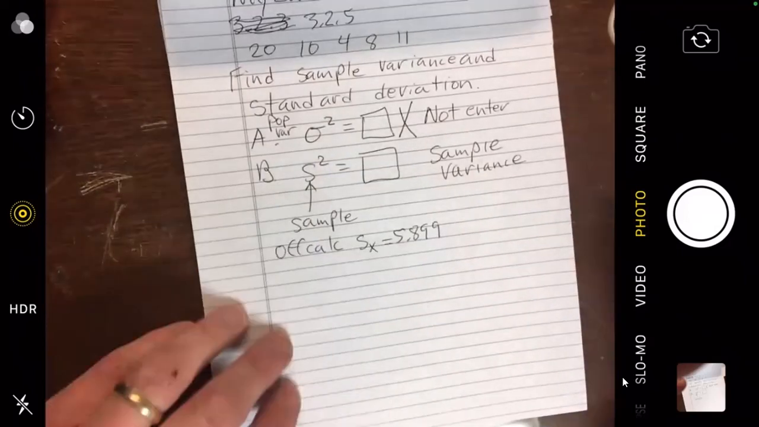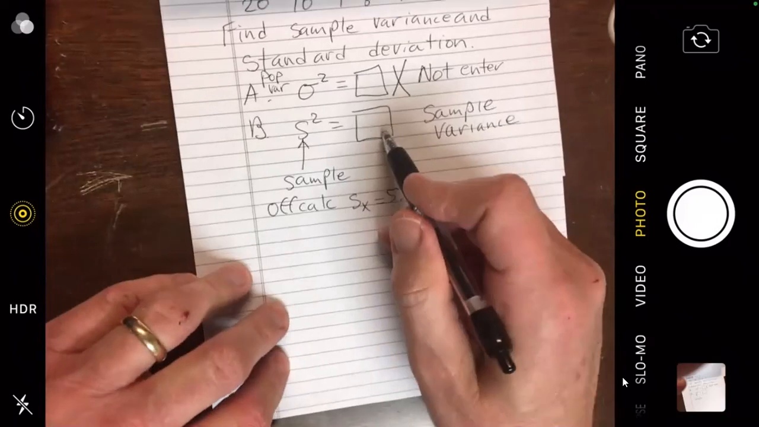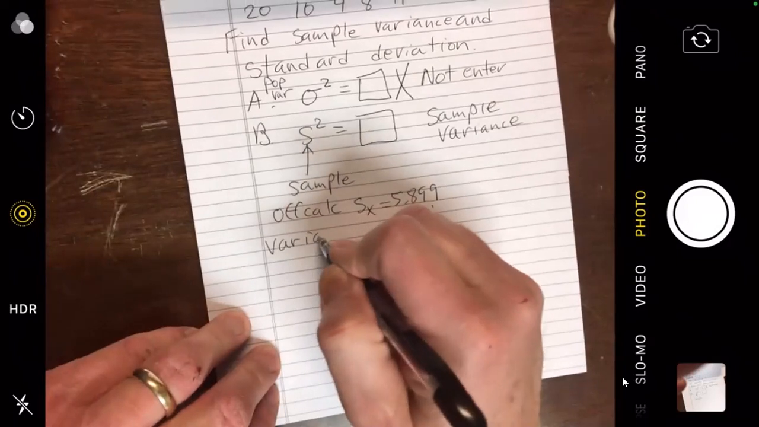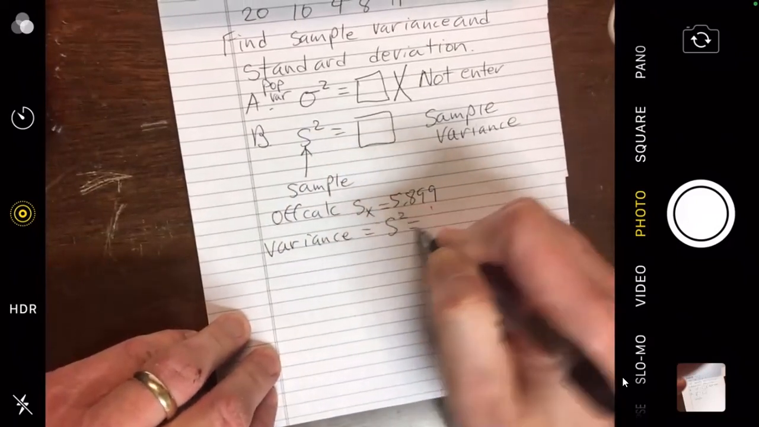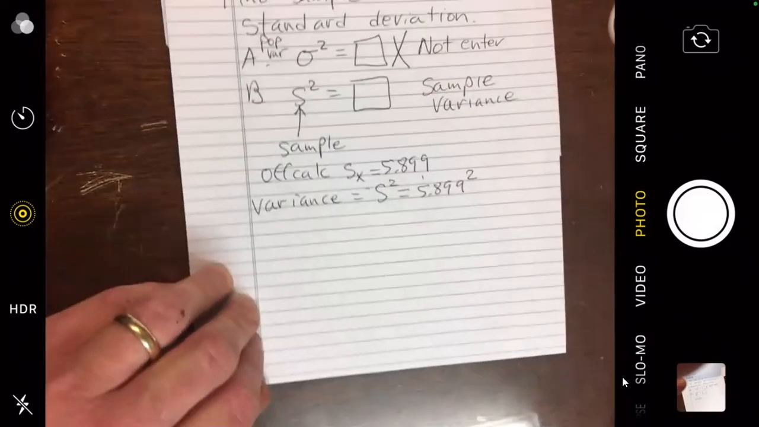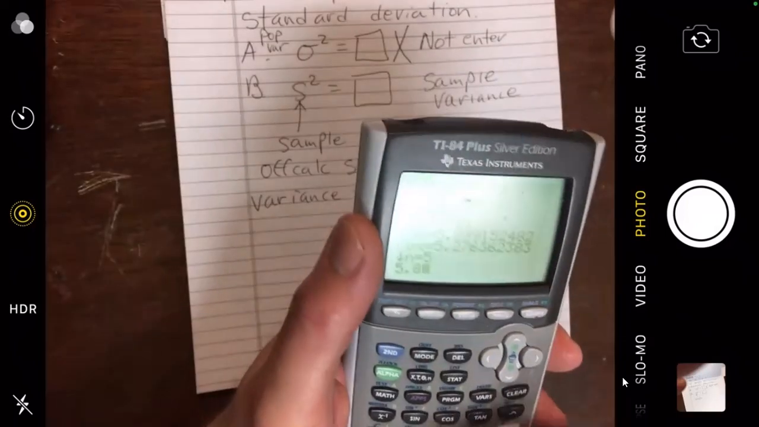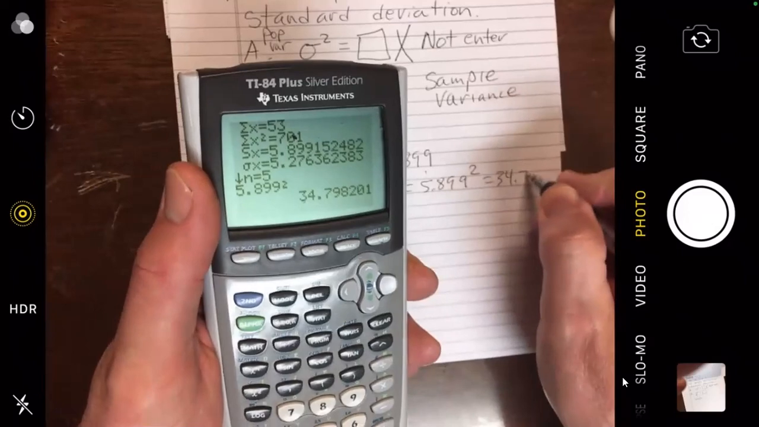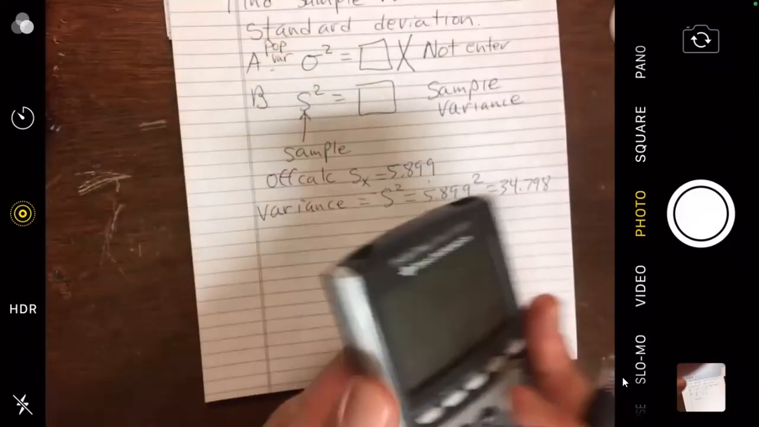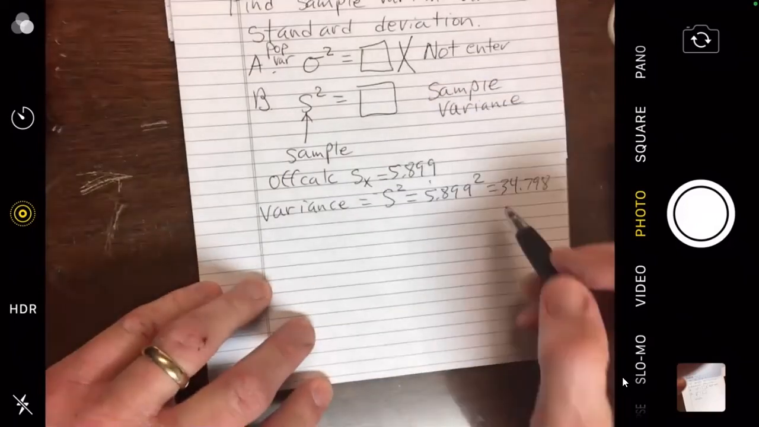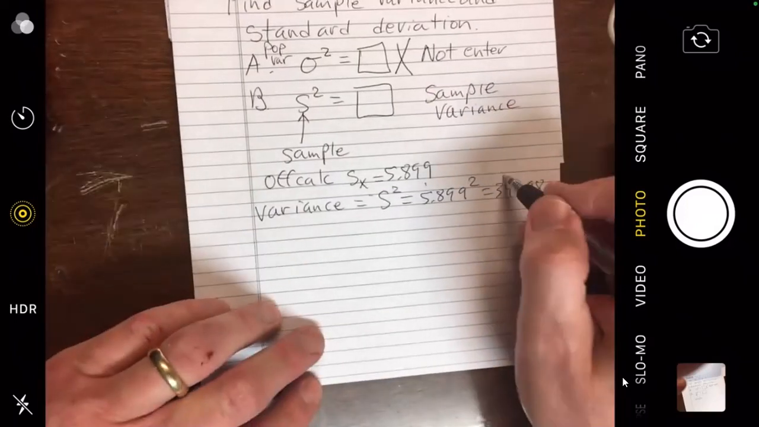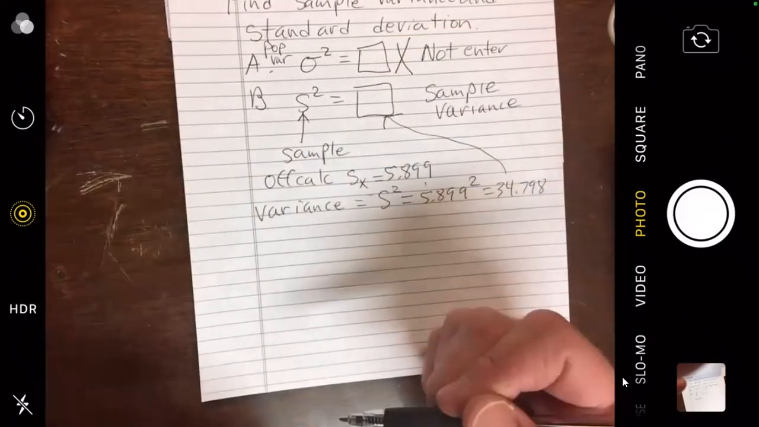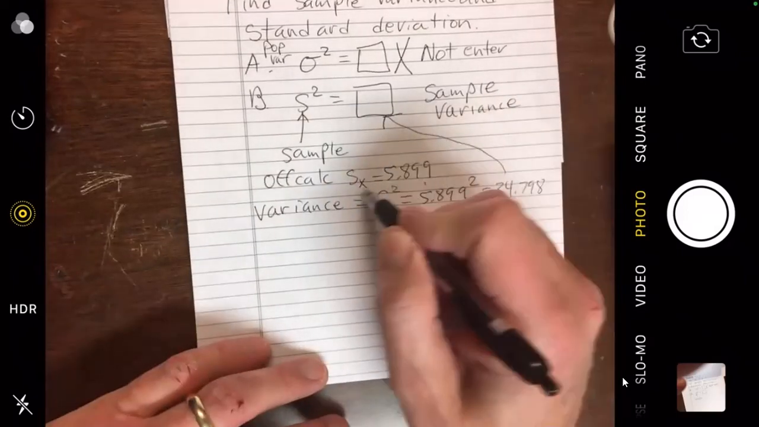Now, that is not the number you enter here because they want it squared. The variance is S squared, 5.899 squared, 34.798. Now, I think they have directions to round it to one place. So you can experiment. I don't know how picky they are about their place, but that is what would go there. All right, I won't go back to the other screen, but I assume on the next screen, they'll probably ask for just the S, in which case that would be this.